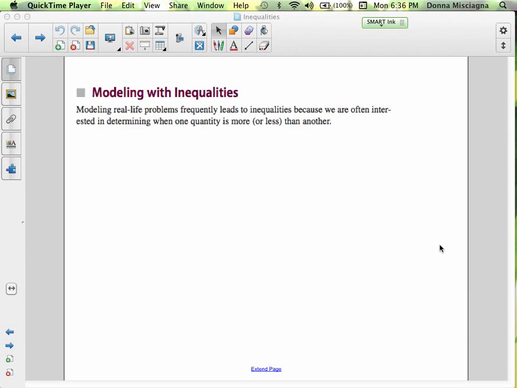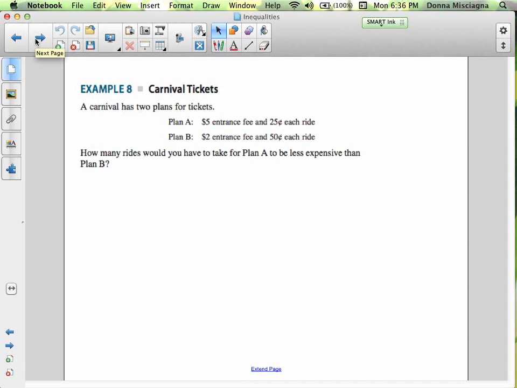Modeling with inequalities. Modeling real-life problems frequently leads to inequalities because we are often interested in determining when one quantity is more or less than another. A carnival has two plans for tickets. Plan A, $5 entrance fee and 25 cents each ride. Plan B, $2 entrance fee and 50 cents each ride. How many rides would you have to take for Plan A to be less expensive than Plan B?